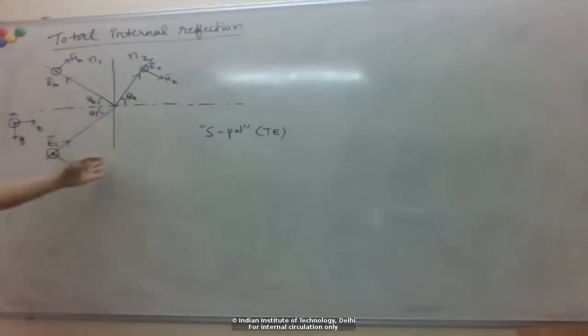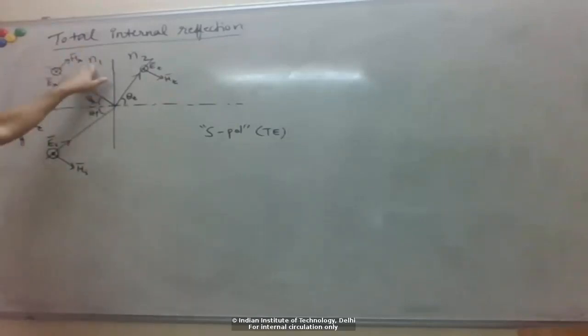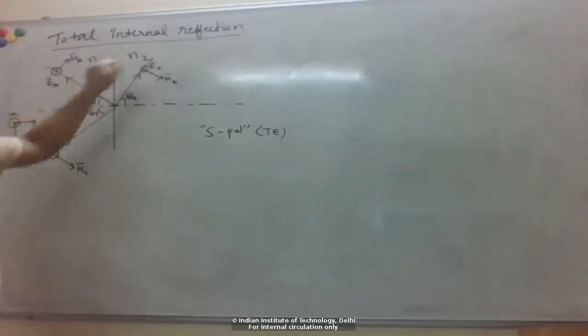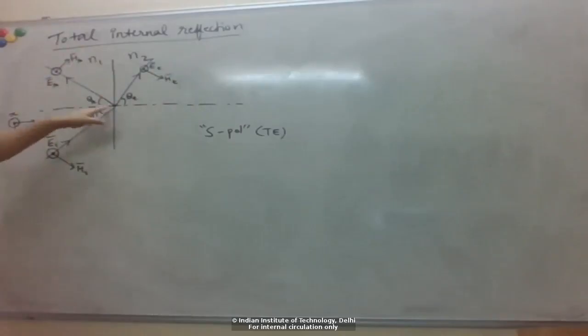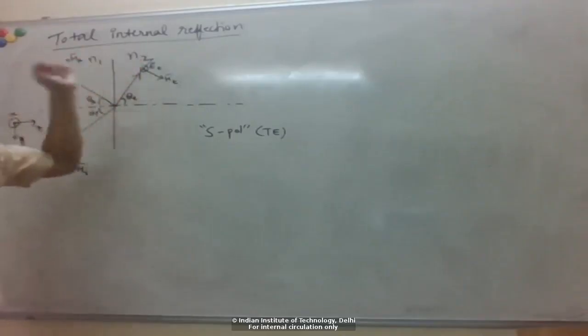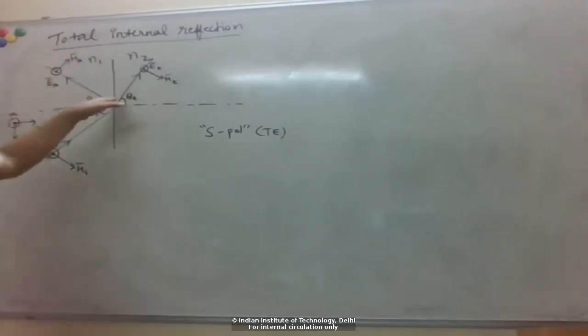So consider reflection of plane waves at a dielectric interface. Let's say we have an interface. On one side we have a medium with refractive index n1. On the other side we have a medium with refractive index n2. And then we have an incident plane wave, which makes an angle theta_i with the normal to the interface. In general there will be a reflected wave and a transmitted wave, also known as a refracted wave.